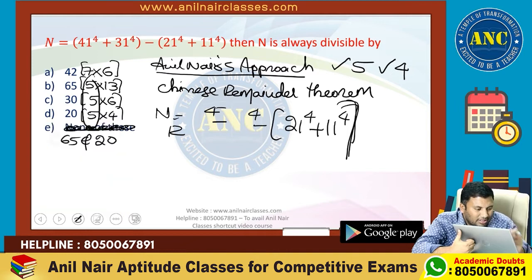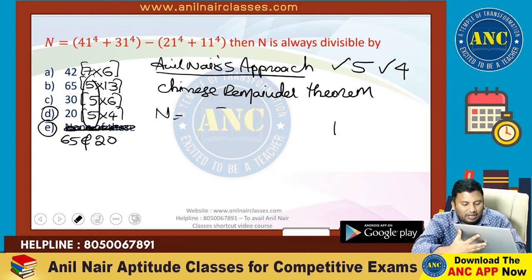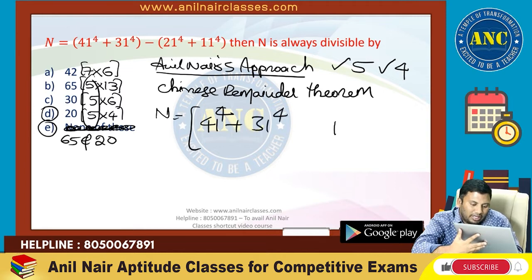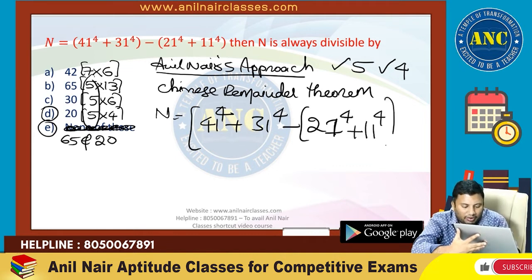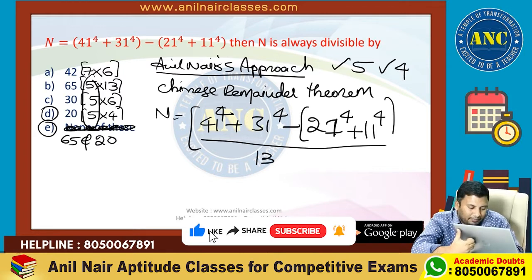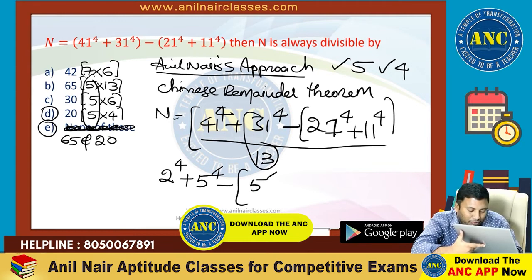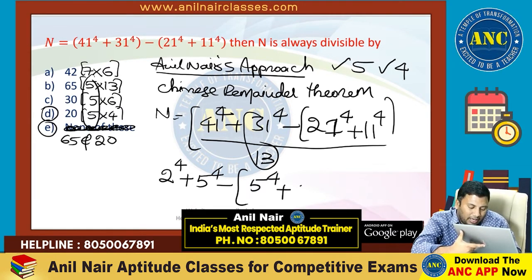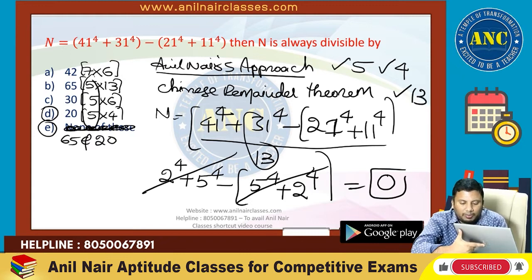Now, what I will do is, I will check with 65. We are stuck with here D and E. So, what is the question? The question is 41 power 4 plus 31 power 4 minus of 21 power 4 plus 11 power 4. A lot of mistake identification will happen in today's class. Divided by 13. 13 3s are 39, so 2 power 4. 13 2s are 26, so 5 power 4. 13 2s are 26, minus 5 power 4. 13 1s are 13, minus 2 power 4. So, this is nothing but this minus this. Answer is 0. It is also divisible by 13.